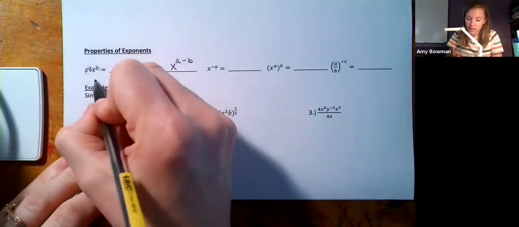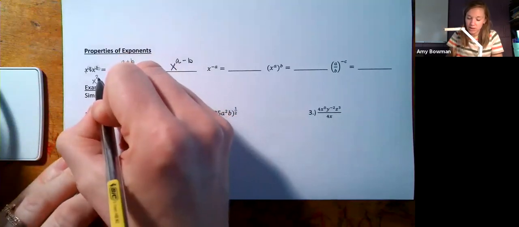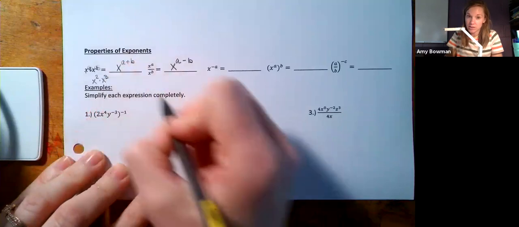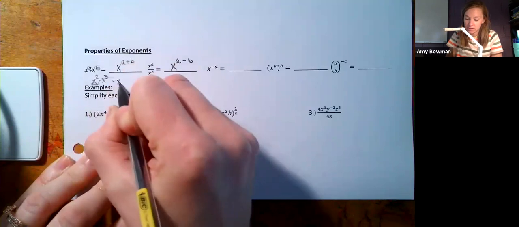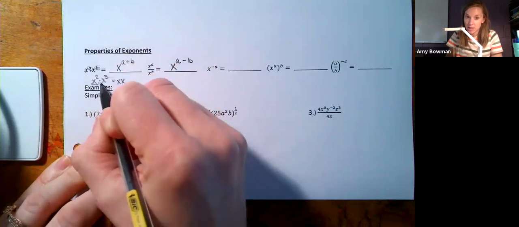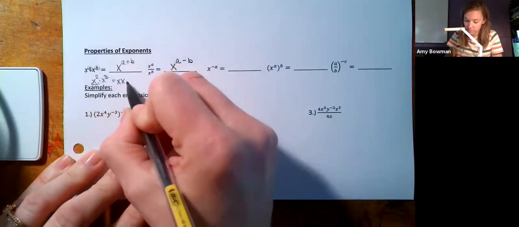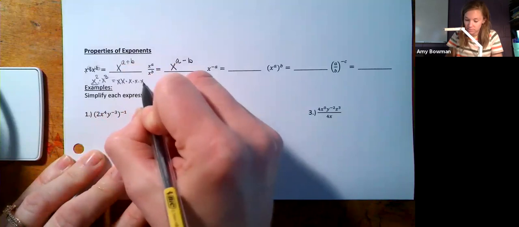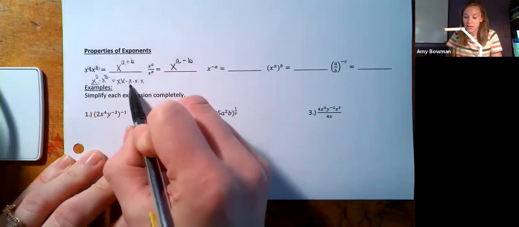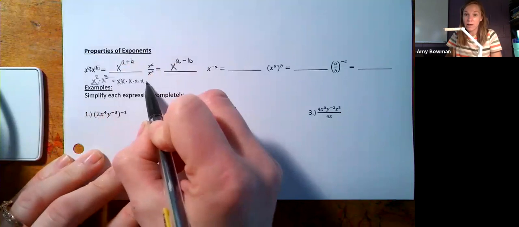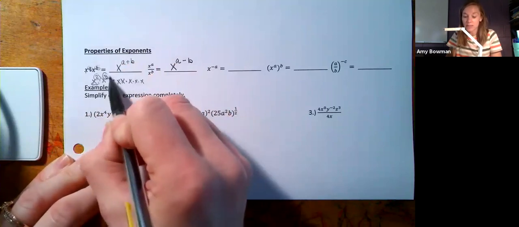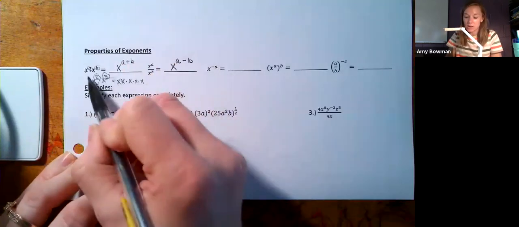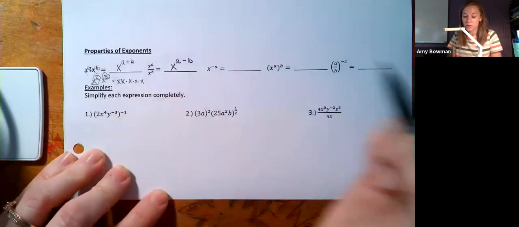For example, if I had x squared times x cubed, think about what that would be. That would be x times x times x times x times x. So basically, I'm multiplying x by itself a total of 5 times, x times x times x times x times x. That's why I take my exponents and add them. So it has to be the same base in order to do that.